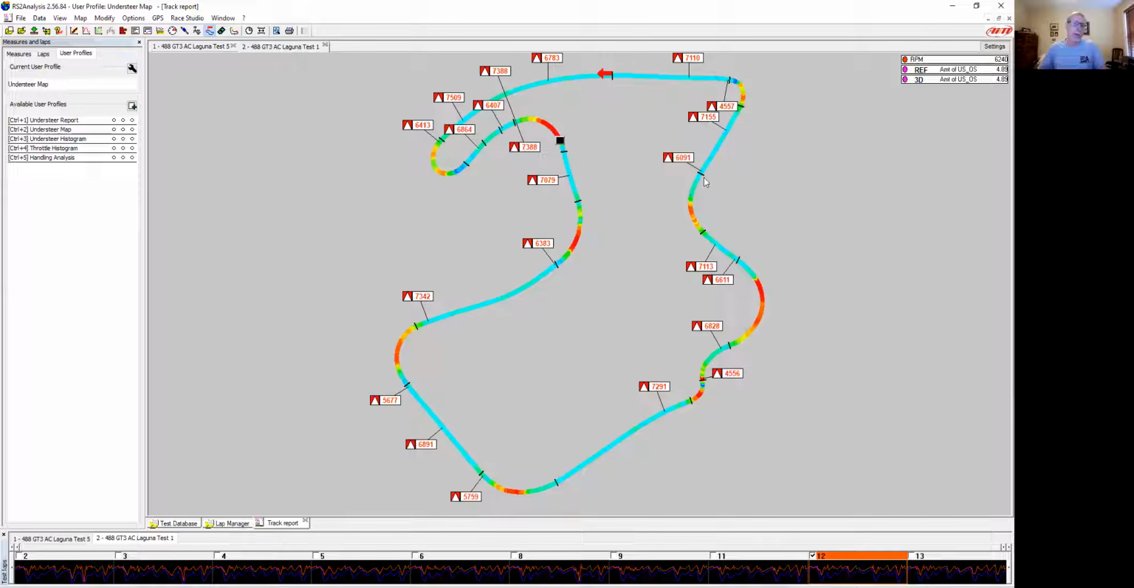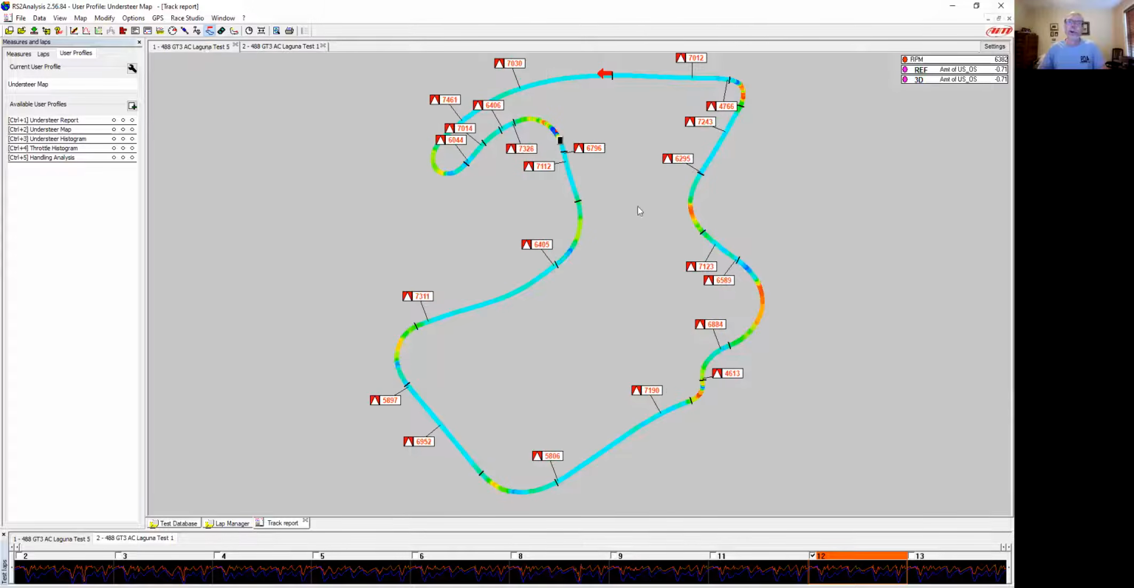So here's where we started, looking at the colors for the understeer, and here's where we wound up. Yeah. So pretty big difference, and it's very, very difficult to get rid of understeer in turn 9, and even in turn 10.